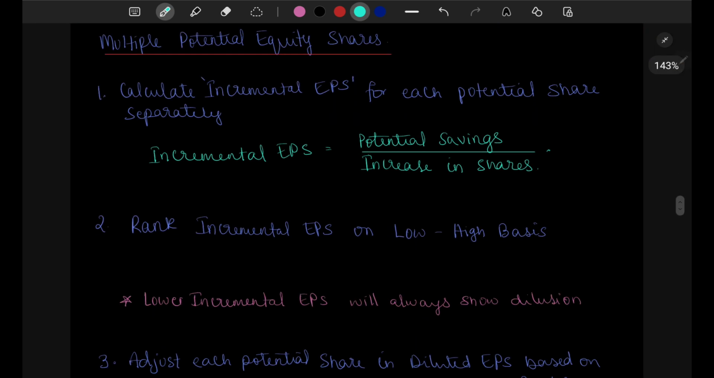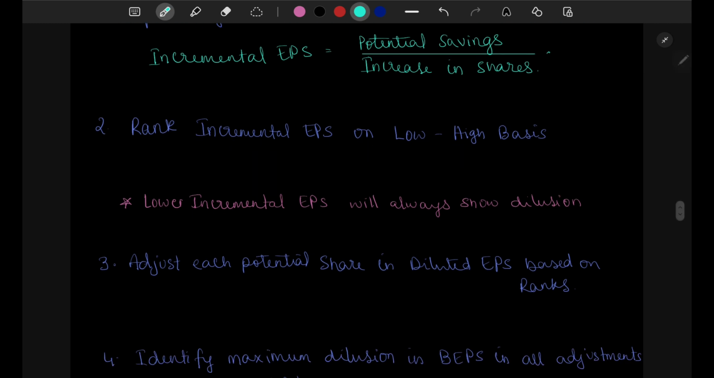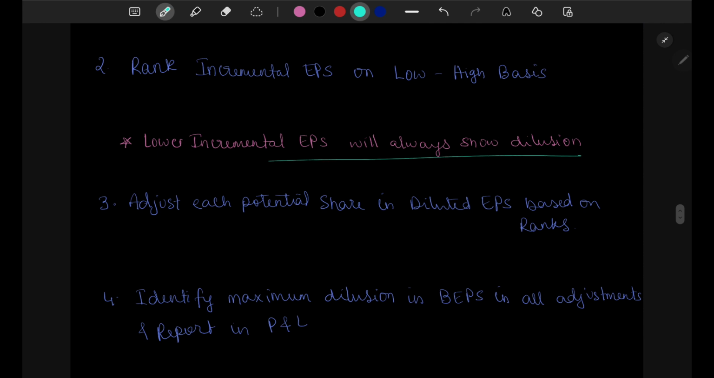Okay, next, rank incremental EPS on a low to high basis, right? So the lower one will get the first rank, then the next lower, the next lower, and so on. Next, a lower increment will always show dilution. In case of ESOP, when there was 0 incremental EPS, that will always reduce your EPS, because there is always a dilution there.